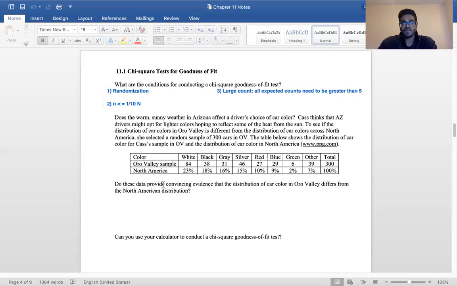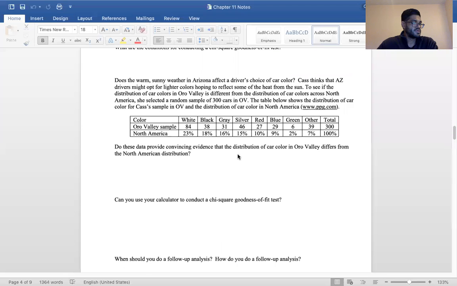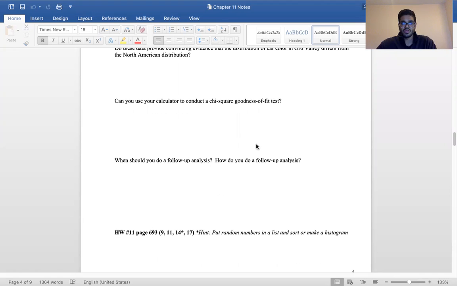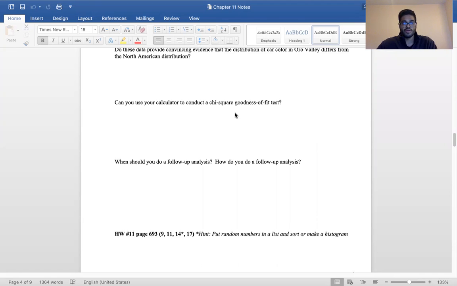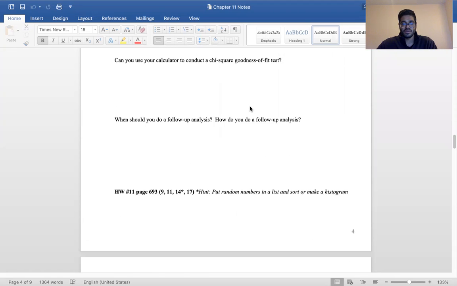Here's another good practice problem. See if you can calculate the expected values; you've got some percentages here. Then see if you can find the sum of observed minus expected squared divided by expected, and get a chi-square value. The TI-Nspire does have a chi-square function on the calculator, which I'll show you when we get to class. It does make it a lot easier because some of the calculations can be quite tedious.